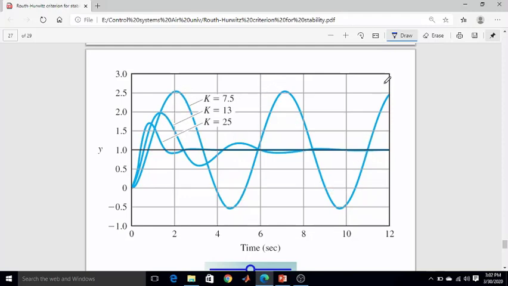You can see that these oscillations are undamped, sustained oscillations, a sine wave form. However, if we take k greater than 7.5, that is 13, we have some overshoot, and then the oscillations are decaying and reaching a certain final value, but it normally takes a longer time to settle down. And if we take k even larger, equal to 25, this overshoot is decreasing and the system is settling down quickly. But these are the dynamics of the auxiliary polynomial.